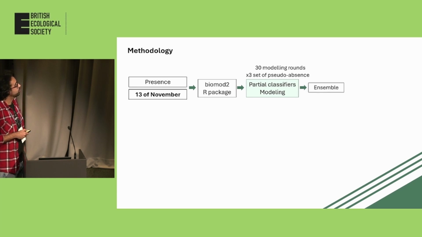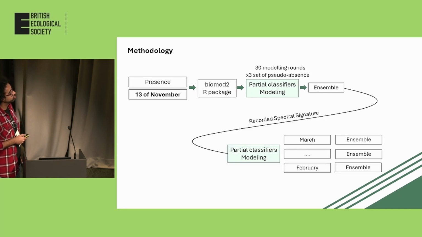So I use biomod2 to detect areas that are close to the spectral reflectance that I registered in this period of time, and I have a finalized ensemble. And what I do next is I project for the other images. I ask the model to show me in the other dates areas that have a close spectral signature to the one that was registered on the 13th of November.